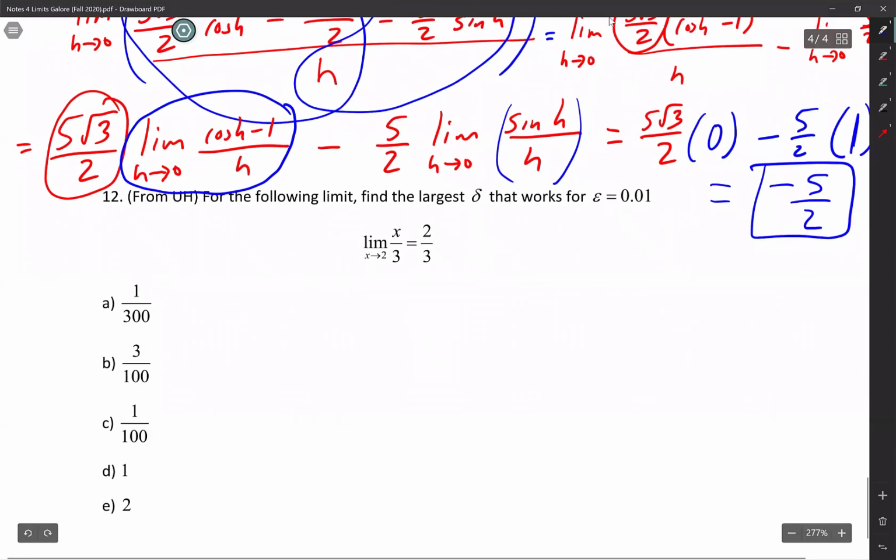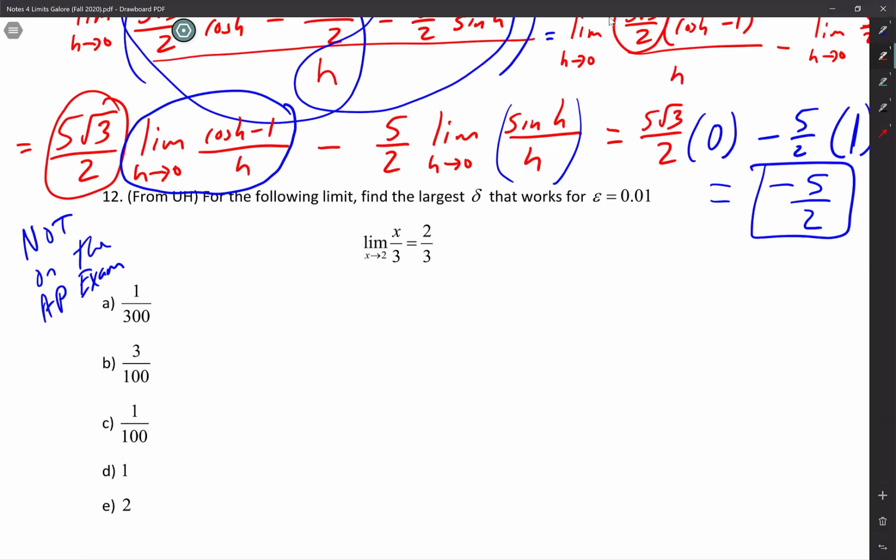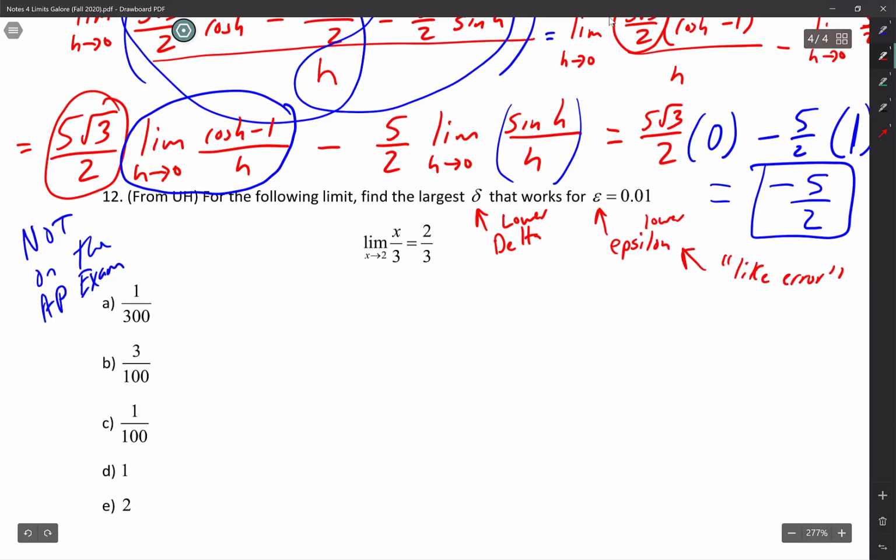All right, this one's coming from UH. This is not on the AP exam. Why are we learning something that's not on the AP exam? Because there's still professors that want you to know the epsilon delta definition of a limit. This is called an epsilon, a lowercase epsilon. And this is called a delta, a lowercase delta. It says for the following limit, find the largest delta that works for epsilon 0.01. So this is like error, essentially.